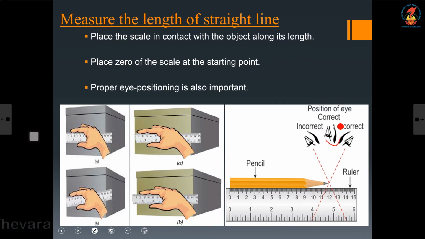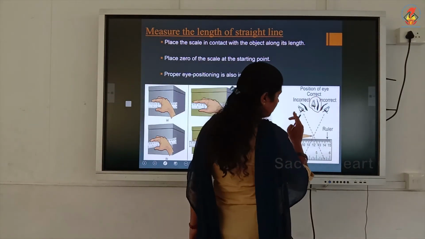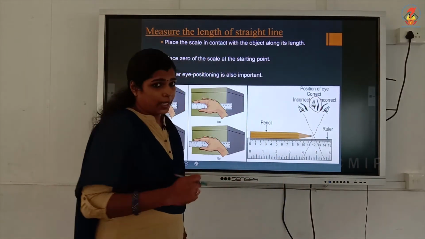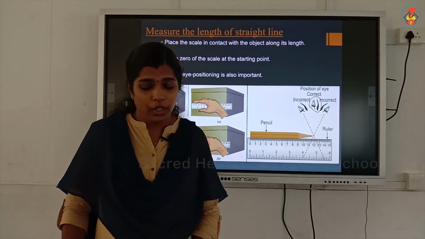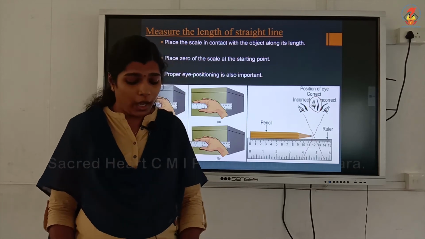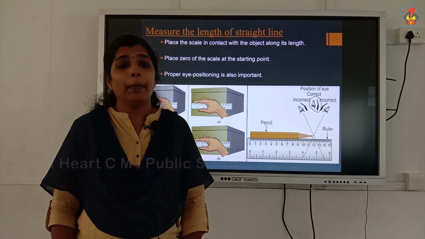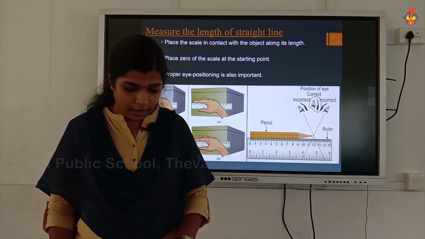this person will take the correct reading. That person will take the correct reading. When you look from the sidewise or from sides, then your measurement will be different. So, keep your eye vertically above the point where the measurement is to be taken.